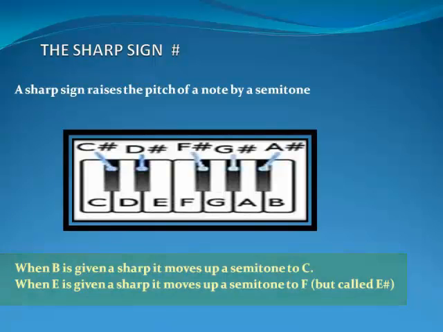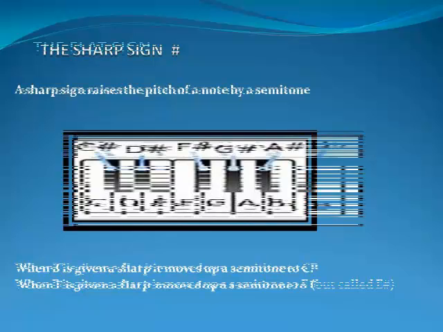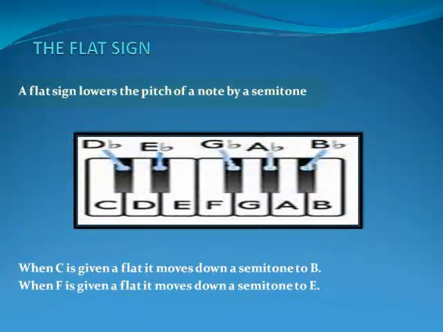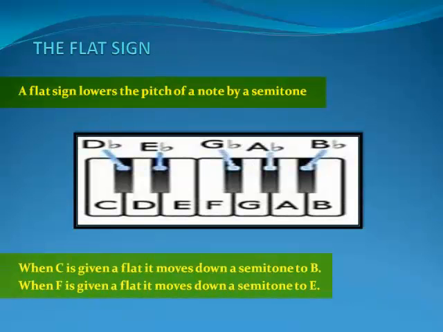A flat lowers the pitch by a half step or semitone. So when C becomes C flat, it's the enharmonic equivalent of B. When F becomes F flat, it's the enharmonic equivalent of E.